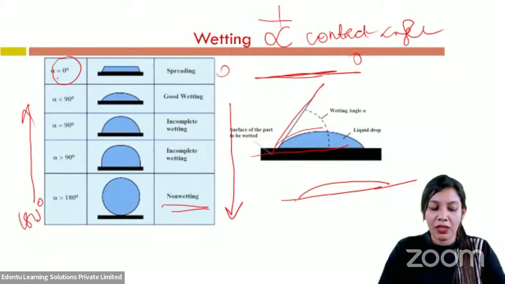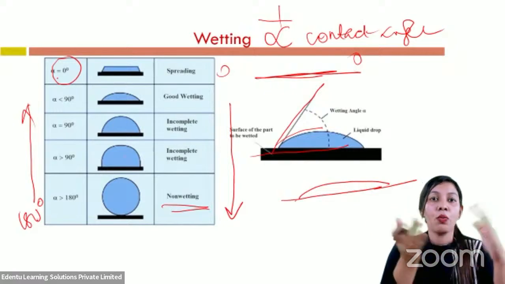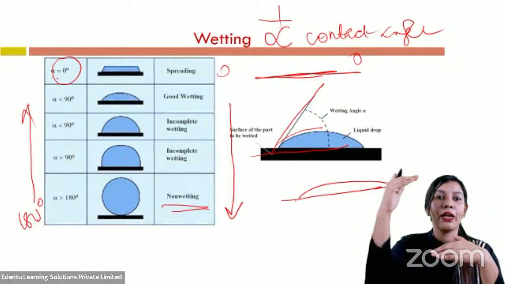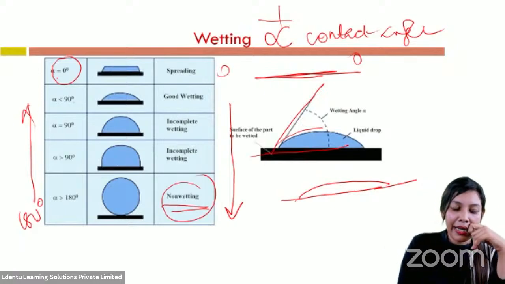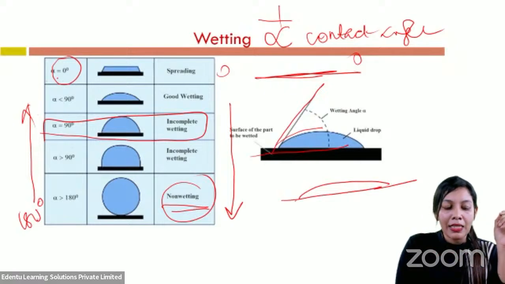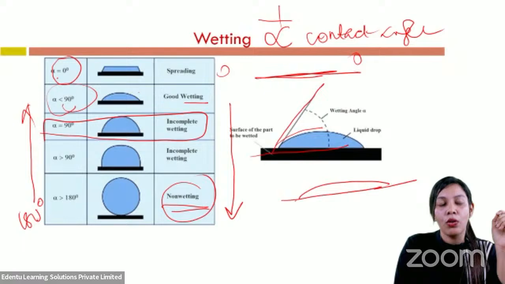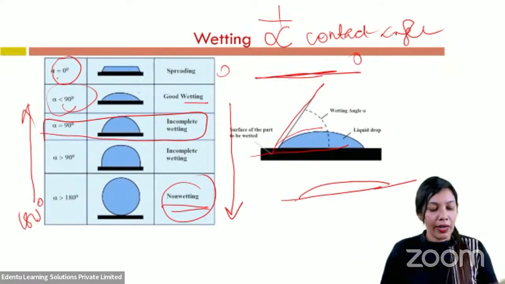No wetting takes place. So it is again a very important chart that you need to keep in mind. 0 means complete wetting takes place. 180 means just the opposite. Higher the value, less the wetting. No wetting takes place. 90, incomplete wetting. At 90 degree, there is incomplete wetting taking place. At less than 90, good wetting taking place. So the lower the wetting, the more will be the contact angle. Right.